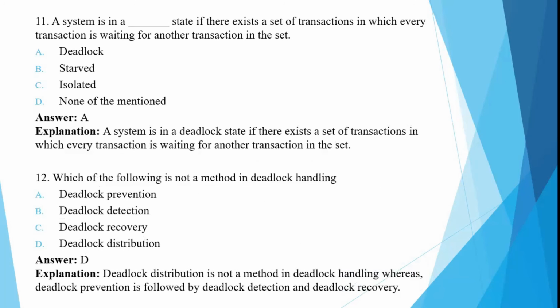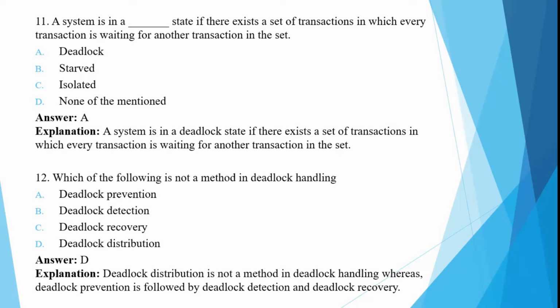Next option, a system is in a dash state if there exists a set of transactions in which every transaction is waiting for another transaction in the set. Option A, that means there will be a deadlock. Next one, there will be a stub. Next one, there will be an isolated, and the next one, none of the mentioned above. So the right answer is A. A system is in a deadlock state if there exists a set of transactions in which every transaction is waiting for another transaction in the set.